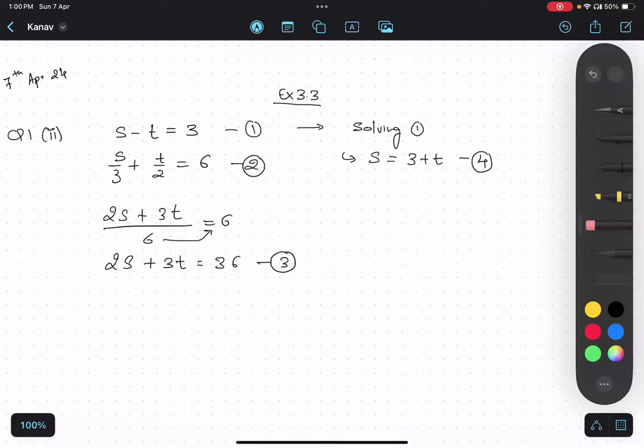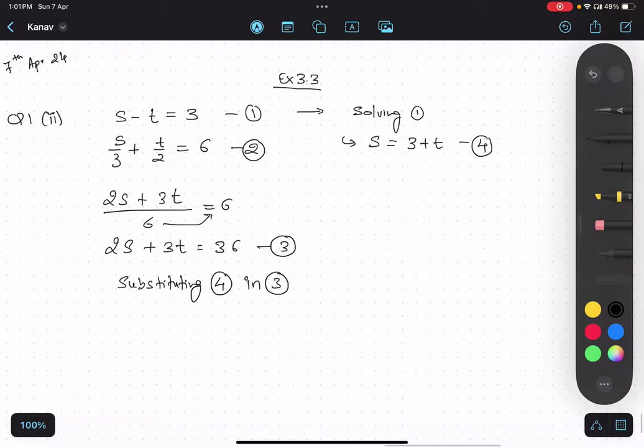Now I will be substituting this value of s in equation 3. Okay, quickly solve this thing. Copy this thing in a notebook, solve this thing and send me a photo of the answer.